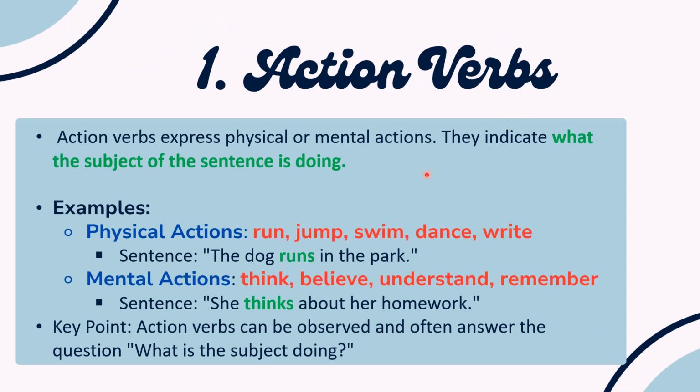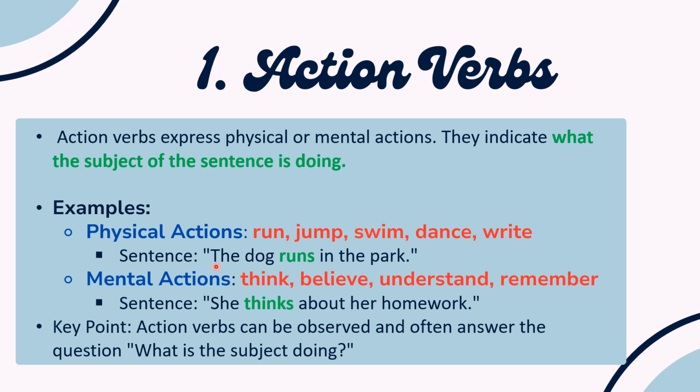What does the action verb tell us? It tells about physical or mental actions. What does it mean? We have a subject in a sentence, and if we want to know what our subject is doing in the sentence, we will use the action verb here. If there is a physical action happening in your sentence, what kind of words should be used there? It should be run, jump, swim, dance. It should express some physical activity.